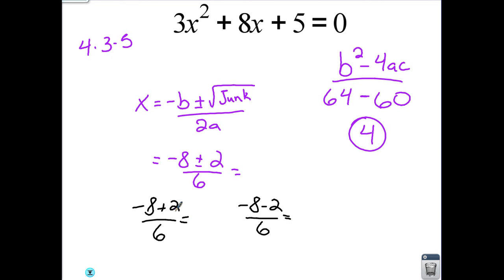Negative 8 plus 2 is negative 6. Negative 6 divided by 6 is negative 1. And my second answer is not going to come out so nice and neat. Negative 8 minus 2 is negative 10 divided by 6. And negative 10 won't divide by 6 without giving you a decimal. We don't want decimal answers. We want nice, neat fraction answers. So since that won't divide, again, remember division and fractions are one and the same. They're identical. This is a division problem, but not only is this a division problem, it's also a fraction. So treat it like one. Since it won't divide, reduce it. Negative 10 divided by 6 is the same thing as negative 5 divided by 3.